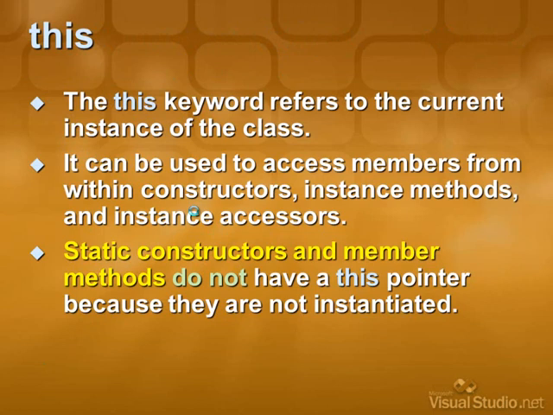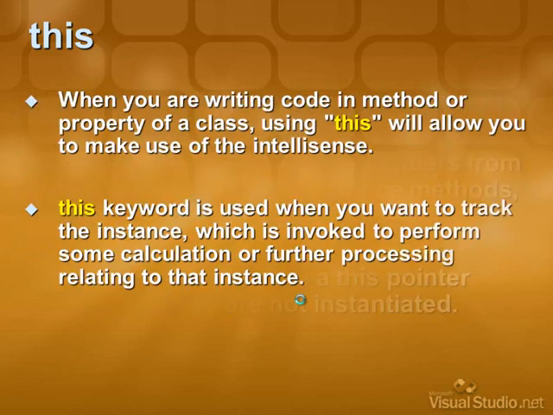A few things about the this. This keyword refers to the current instance. Next one, it can be used to access the member variables. The last one, static constructor and members. That is, the static methods will not use this pointer because this pointer is not available with anything that deals with the static. It is not available. Okay. In Visual Studio, we can use this to get the IntelliSense. That is the other advantage.